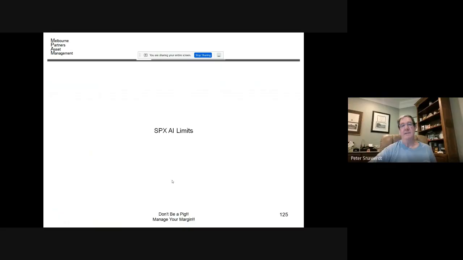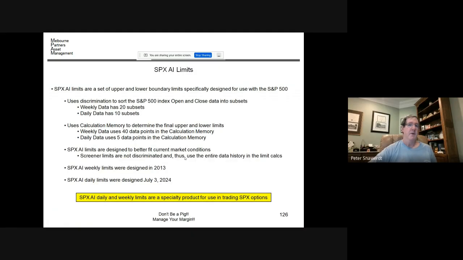Okay, SPX AI limits. We publish these every single day as well. They're slightly different than the screener in that they use discrimination. There are upper and lower boundary limits that are specifically designed for use with the S&P 500. I have a project that I haven't finished, which would allow us to compute the same sort of limits for the Russell 2000 and the NASDAQ 100. And once those two are done, then we'll start publishing those daily in the Discord as well.